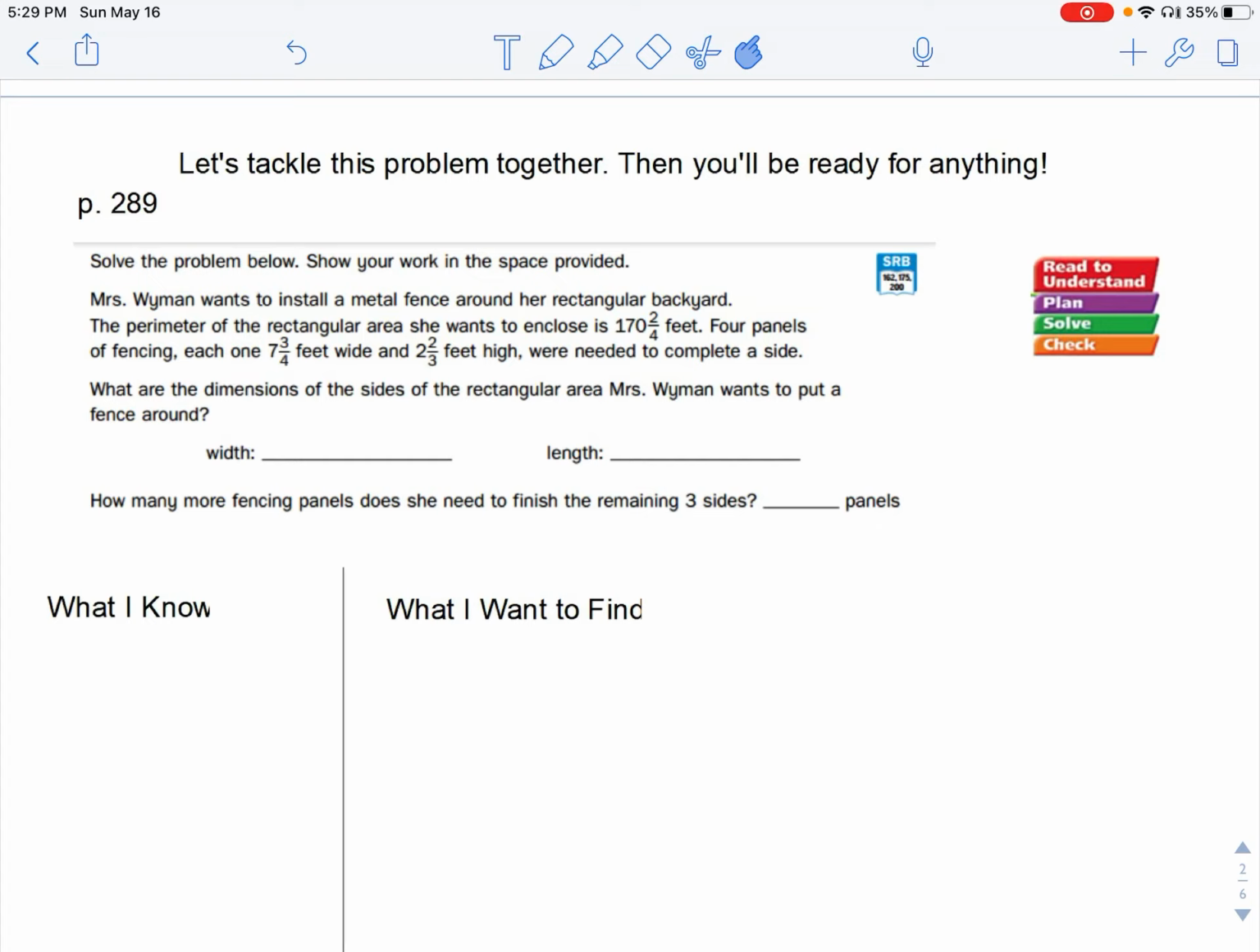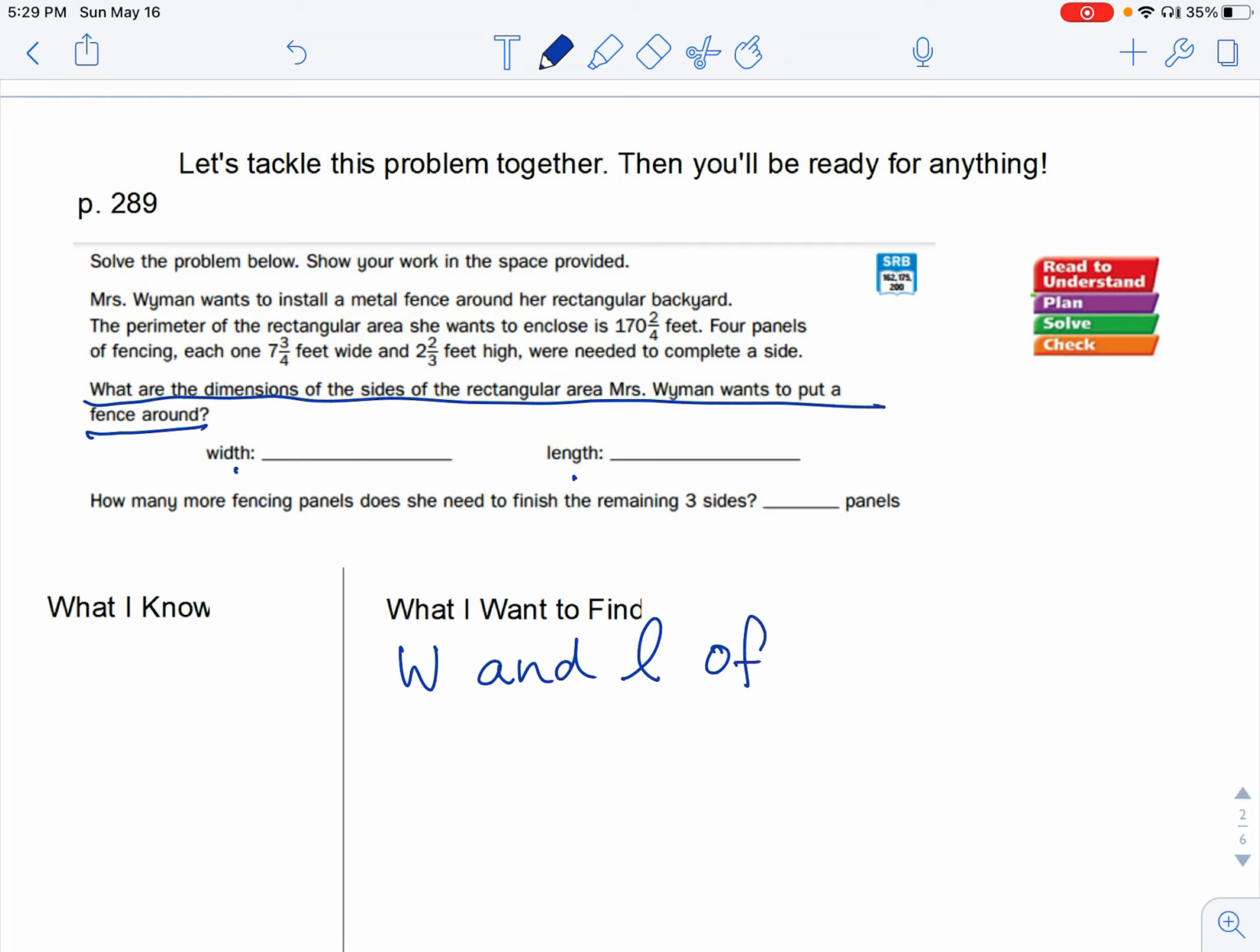Let's just start with that question. So go ahead and underline your question. What are the dimensions of the sides of the rectangular area she wants to put a fence around? And I'll put that as what I want to find. I want to find the width and length of her fence.